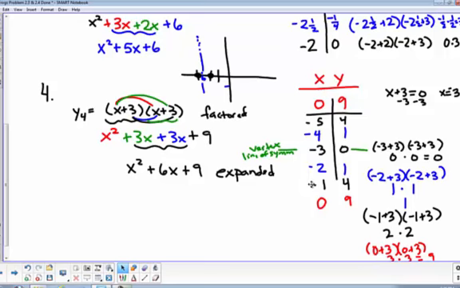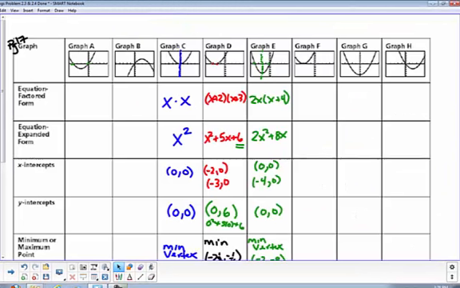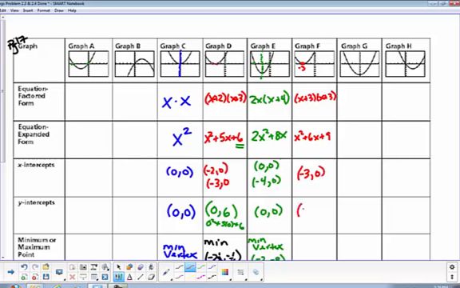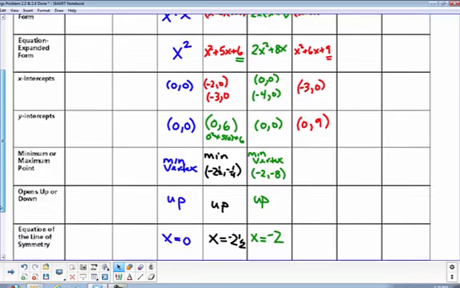Okay, so let's go see which one crosses only at negative 3, and that would be graph F. Right there. That's negative 3. So, x plus 3 times x plus 3. X squared plus 6x plus 9 is expanded form. Our only x-intercept was at negative 3. Our y-intercept, we found that 0 gave us 9. If you didn't know that, you could look up here to the expanded form and see that 9 is the only number. So if you plug 0 in, you get 9.